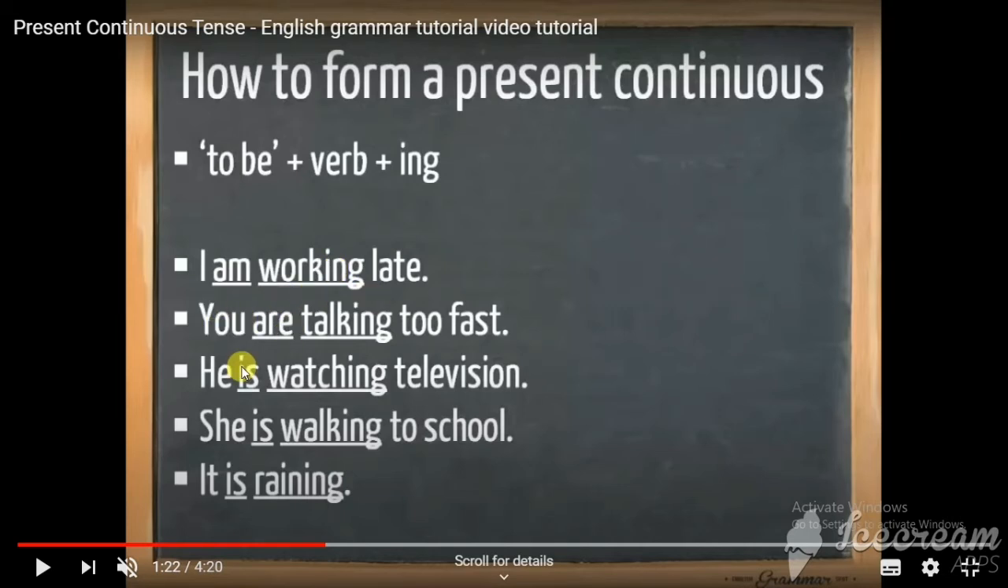You are talking too fast. He is watching television. She is walking to school. It is raining. Verb to be plus ing.